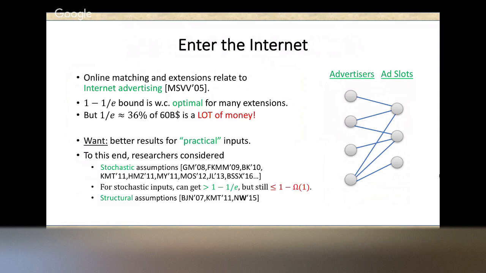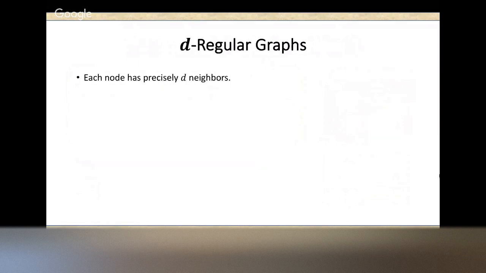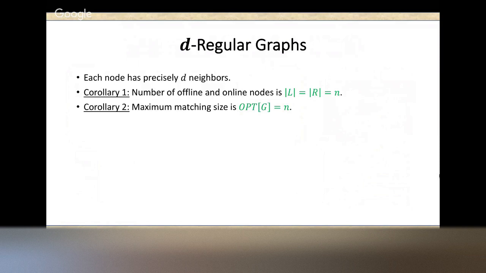Let's maybe talk about something very theoretical, which will be most of what we'll talk about today. So what we consider in this work is D-regular graphs. These are graphs in which every node has exactly D neighbors. So the number of online and offline vertices is exactly the same. We'll denote that by n. And an easy corollary of Hall's theorem is that such a graph has a perfect matching. You can match every single vertex.